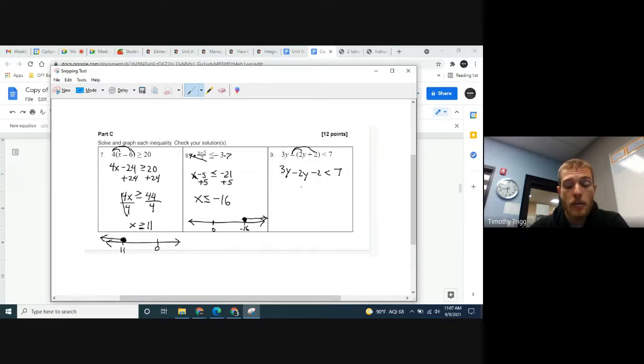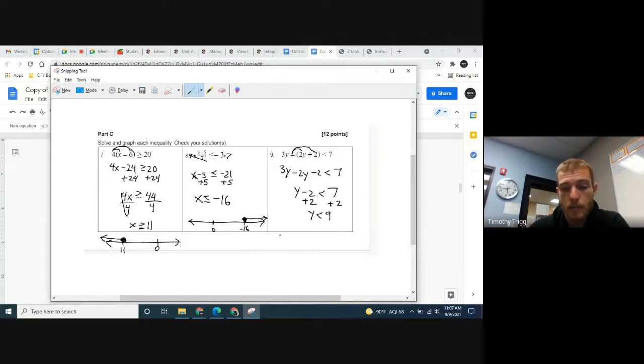Now, the next thing I would do is let's go ahead and combine like terms here on the left side. So hopefully you can see, oh, the 3y and this -2y, these can combine, right? So let's go ahead and combine those like terms. And what would be 3y minus 2y? Well, that's just 1y. And then we have a minus 2 is less than 7. Lastly, to get y by itself, we're going to add 2 to both sides of the inequality. Here we'll have y is less than 9.